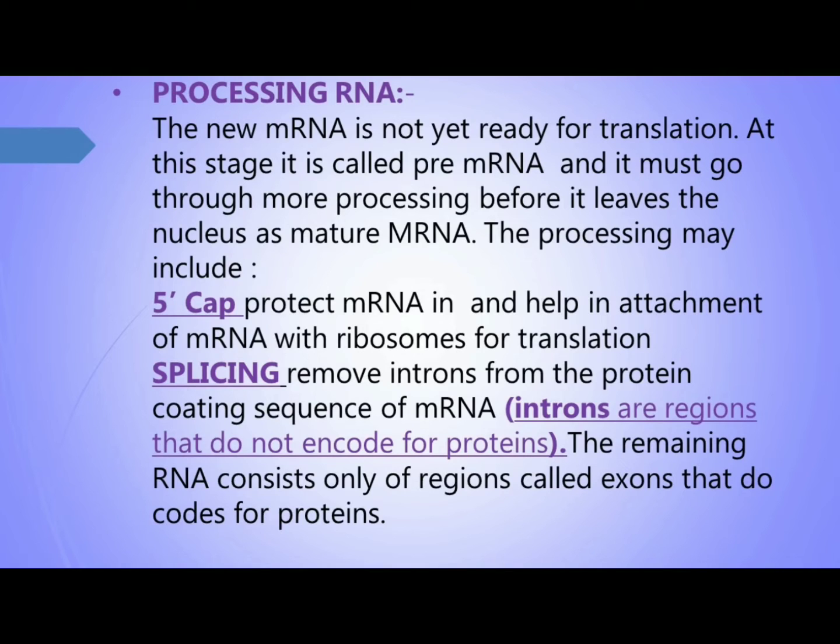Splicing removes introns from the protein-coding sequence of the mRNA. Introns are regions that do not encode for proteins. The remaining RNA consists only of regions called exons that do code for proteins.